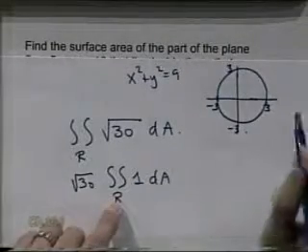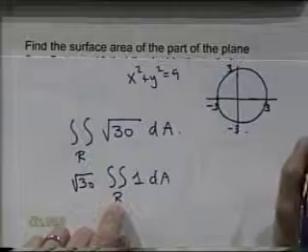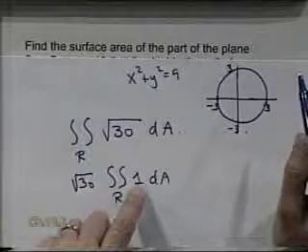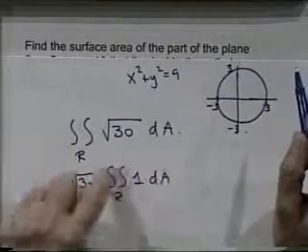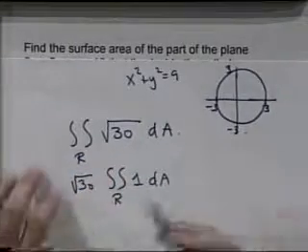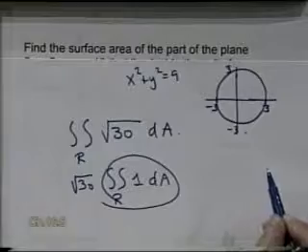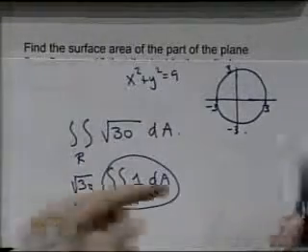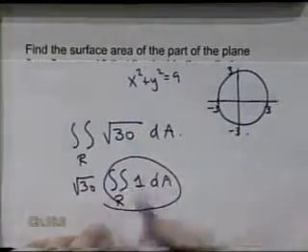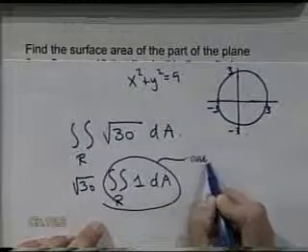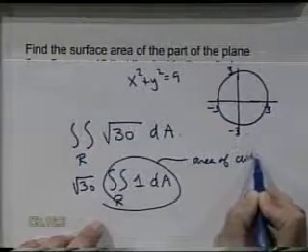If you integrate over a region and your integrand's a 1, what does that integral give you? If it's just a 1, you're going height times length times width. Well, the height's 1, so you just get length times width. You're just getting the area of the region. So this is equal to the area of the circle.